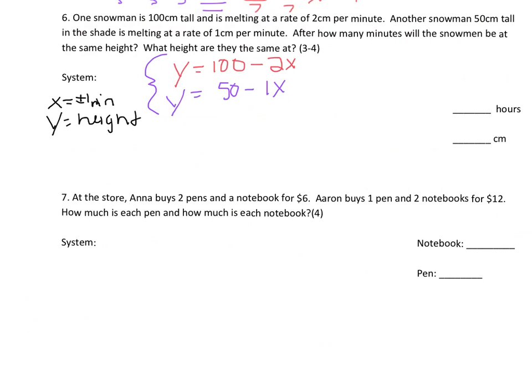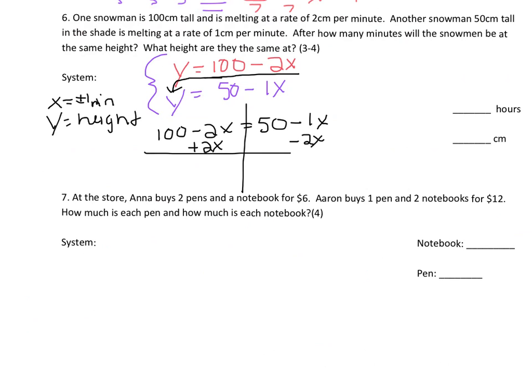So I'm going to now insert this. Remember that y key is broke, so I'm going to replace the y with that expression. So 100 minus 2x equals 50 minus 1x. So then I'm going to start solving this equation. I like getting rid of the variable that is the least, so negative 2 is less than negative 1, so I'm going to add 2x to both sides. So after this, it's just simply solving equations.